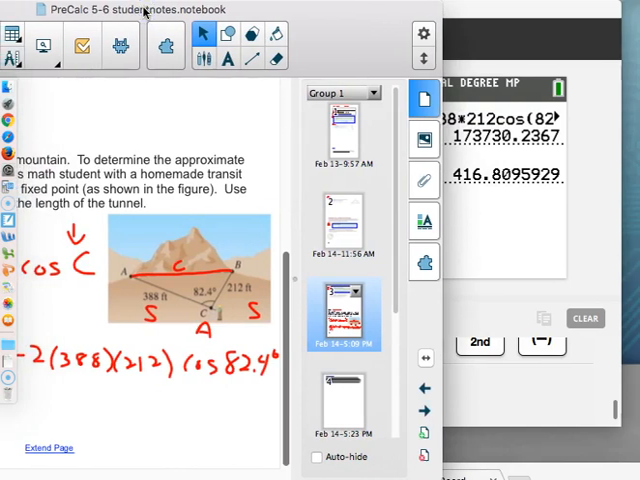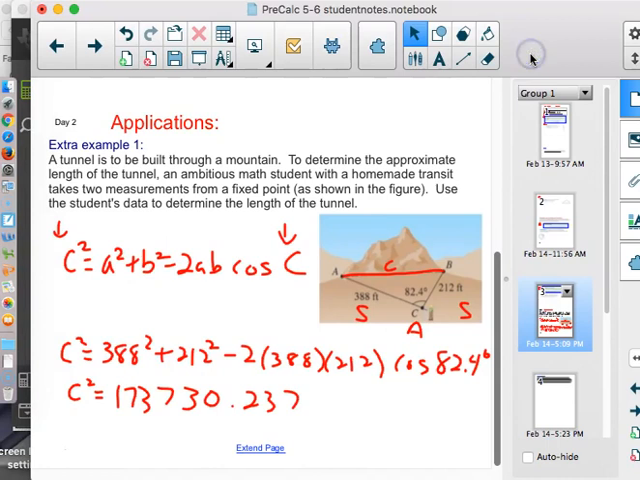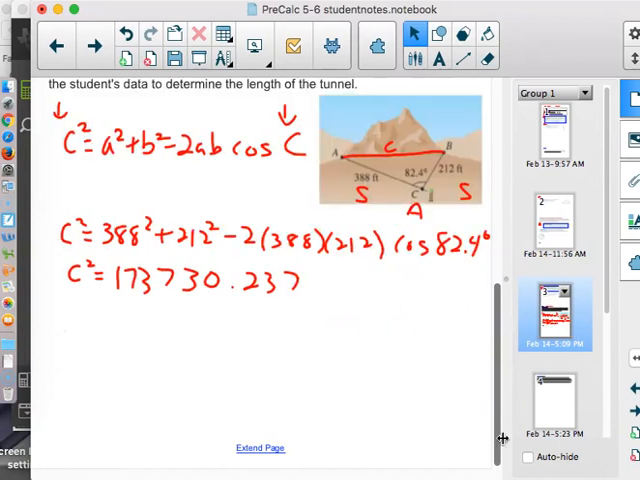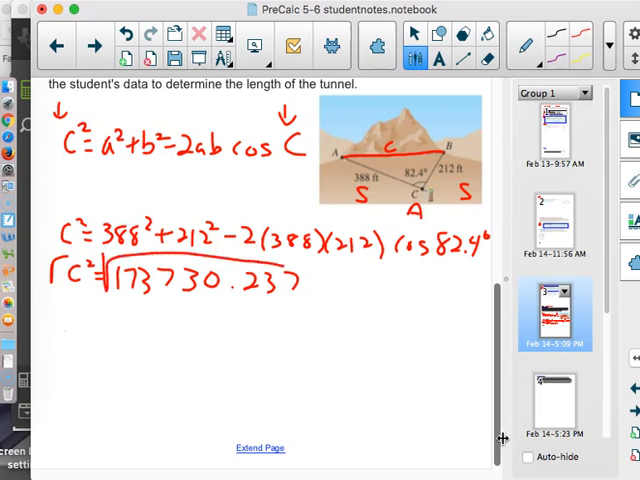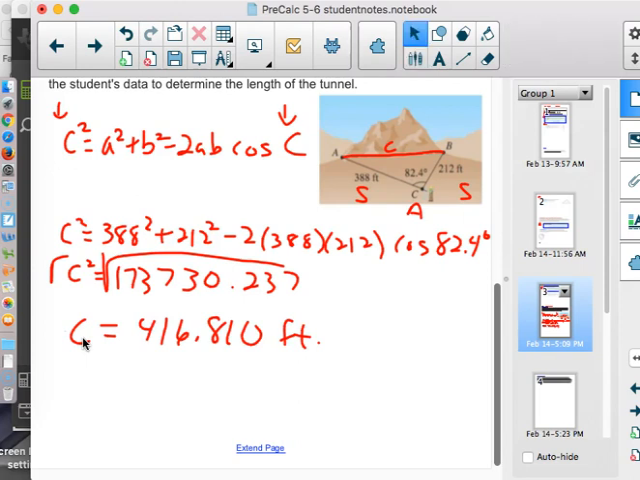Not going to be able to see it and write it down. So I'll stop this and get that written down. All right, so we've got our c squared step there, and I rounded that to the 3 decimal places like normal. And then we'd show that we went ahead and took the square root of that in order to get 416.810 feet. And that's all off of the calculator.